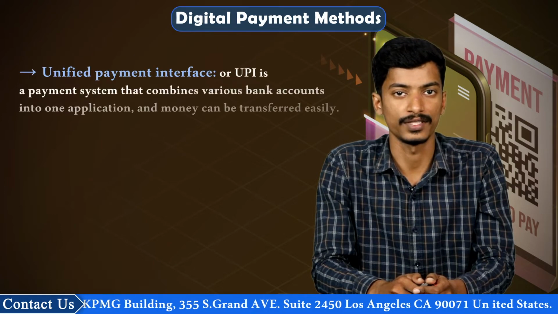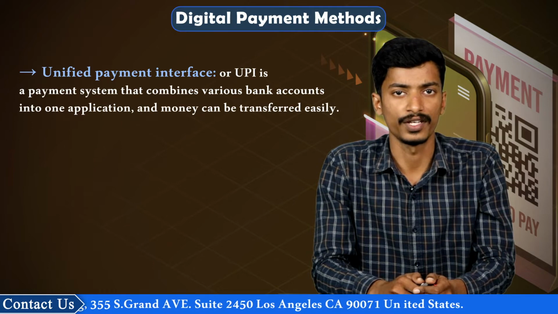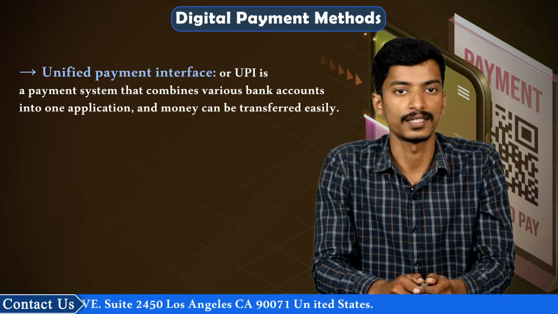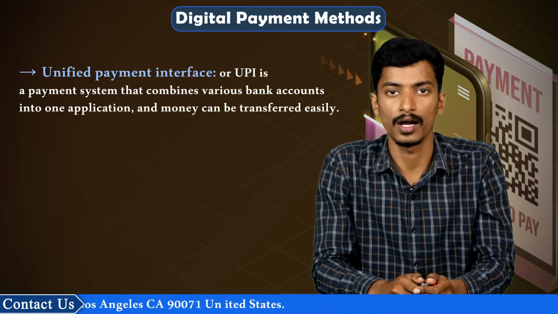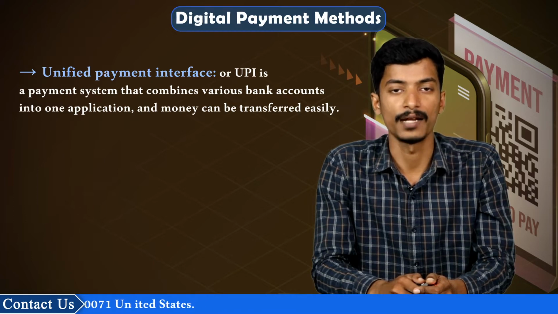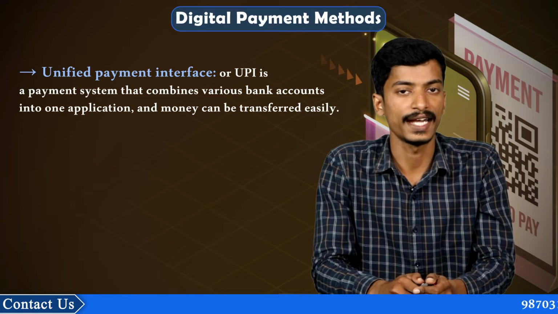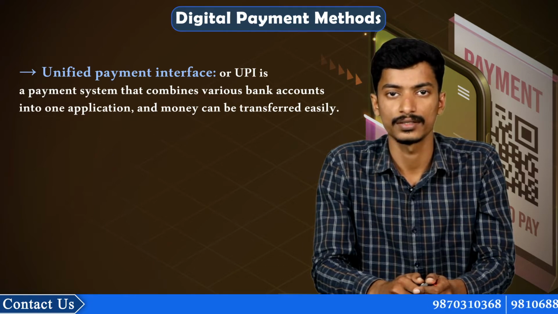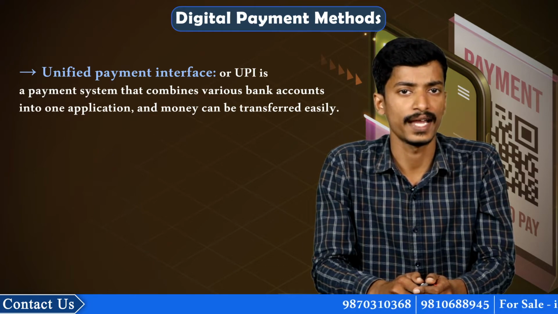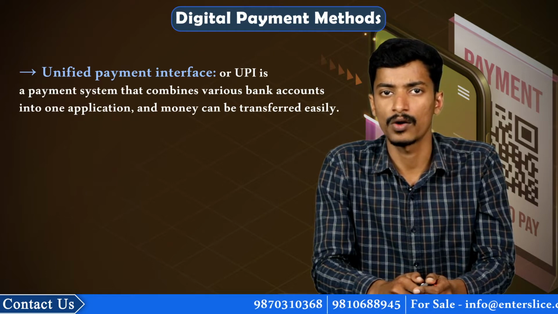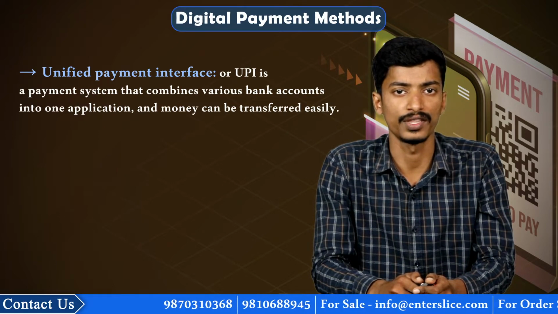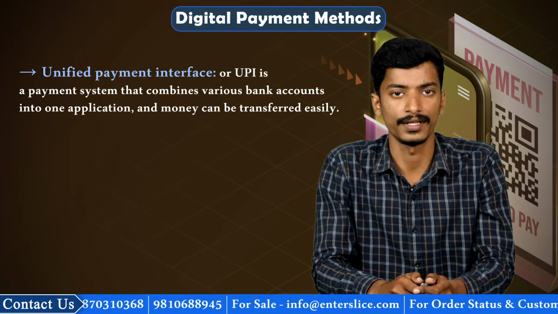Unified Payment Interface. Unified Payment Interface or UPI is a payment system that combines various bank accounts into one application and money can be transferred easily. Through UPI, transfer of money can take place with just a few clicks. One of the features of UPI is that you can pay directly from your bank account to another person's bank account without the need to type in the card details.